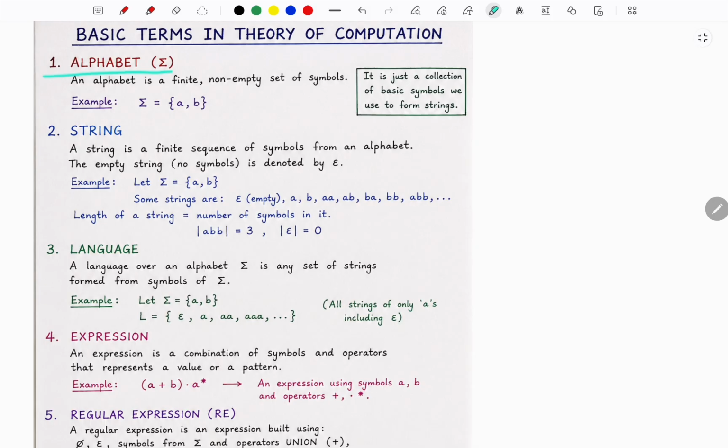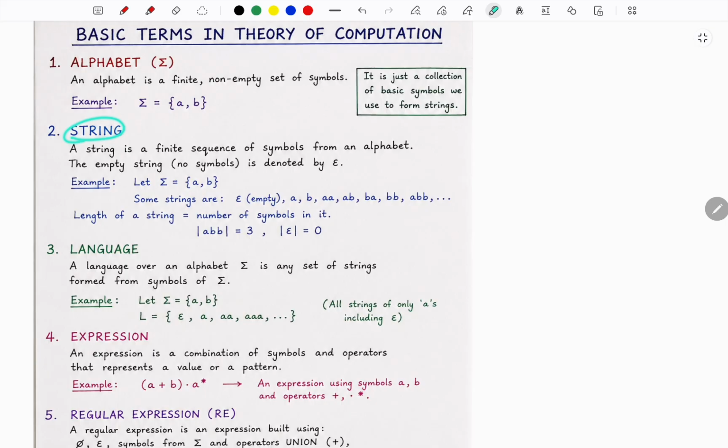First is alphabet. Alphabet is denoted like this. An alphabet is a finite set of symbols used to make strings. For example, A, B. Here, A and B are the only symbols available for this. We can also write like this: X, Y, Z, anything. It is a non-empty set of symbols. This is a very important point to remember. Non-empty set of symbols.